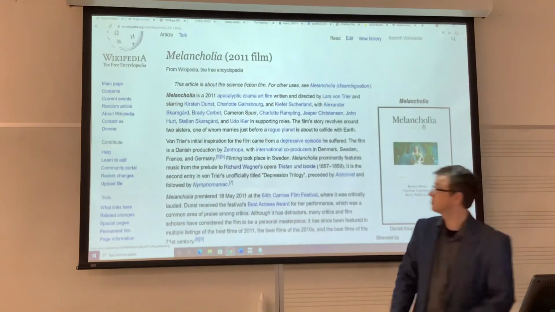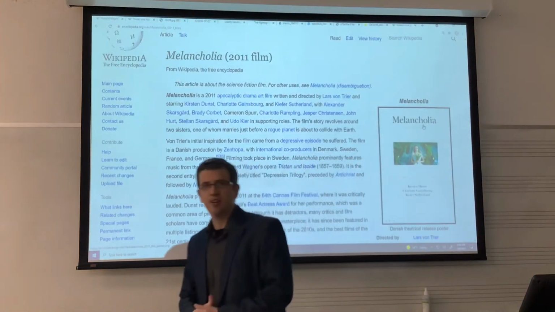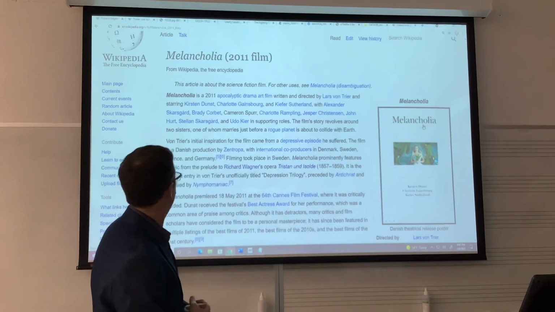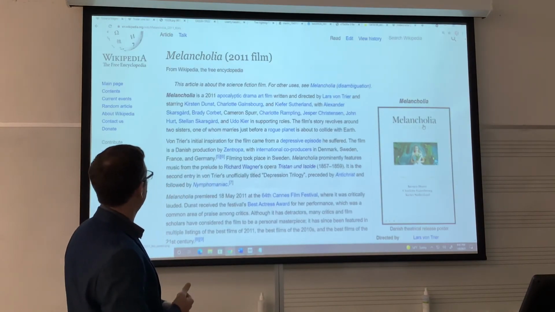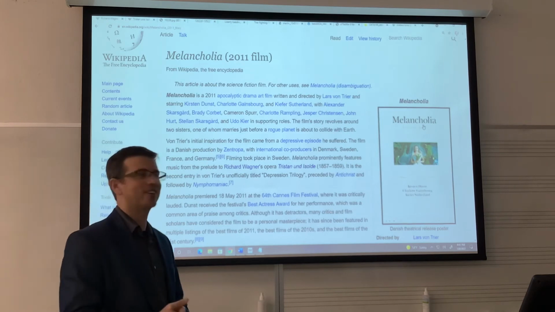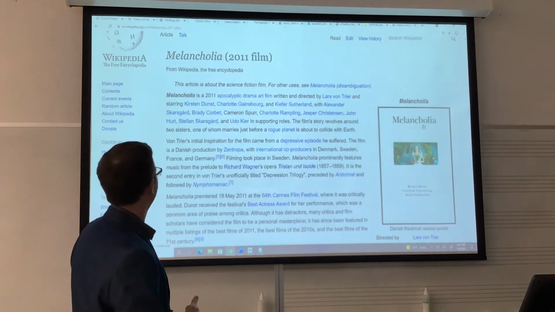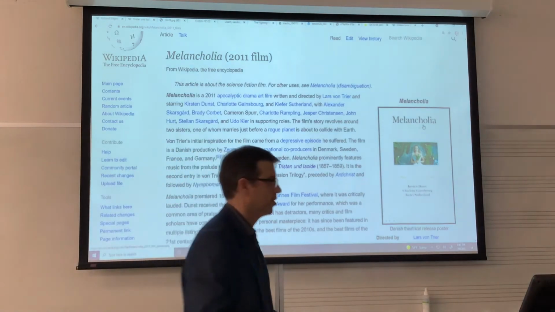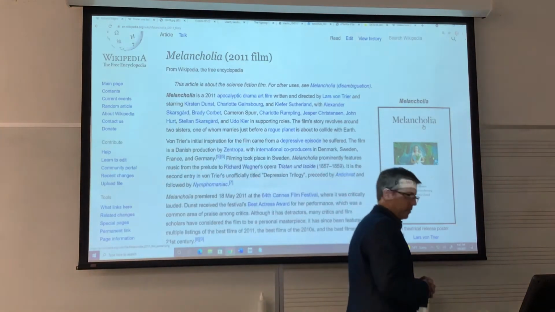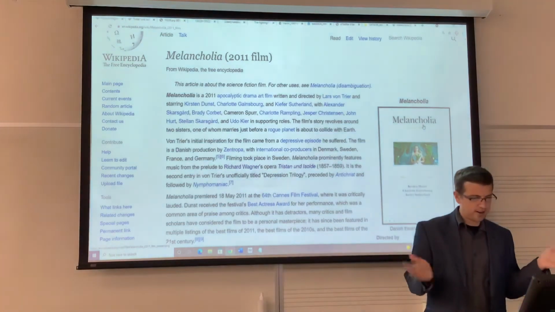Here we go. So this film is called Melancholia, and it came out in 2011, and it's an apocalyptic drama art film by experimental director Lars von Trier. Now you're probably wondering, why am I sending you this movie? Why are you going to watch it?